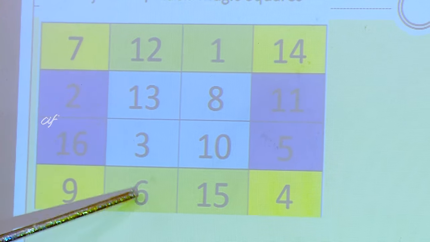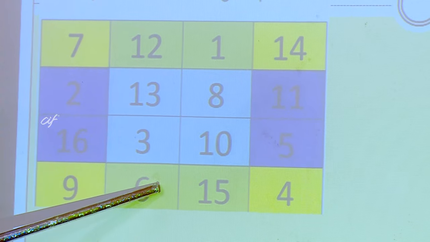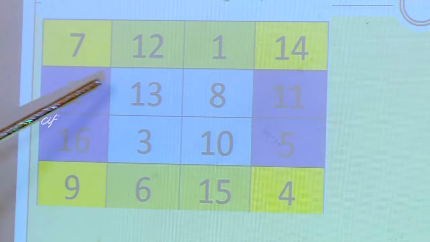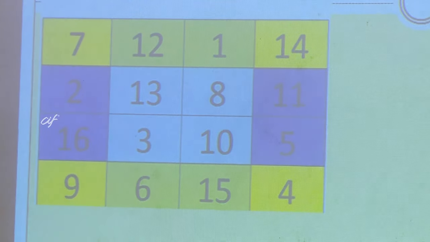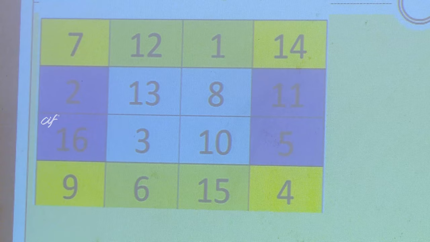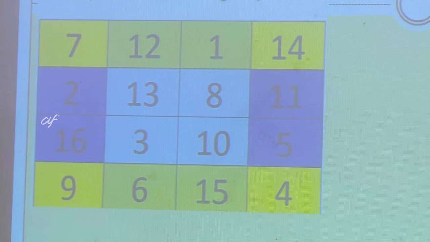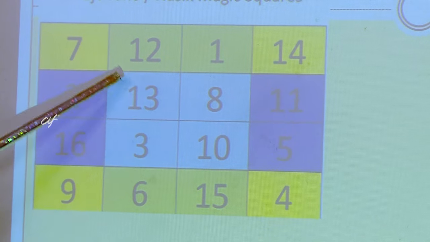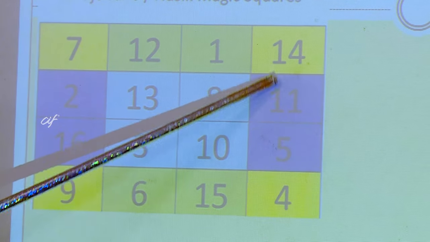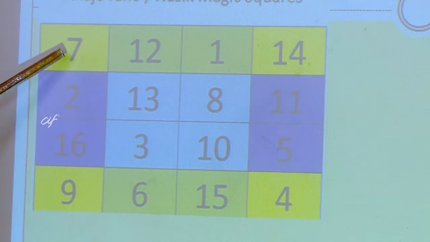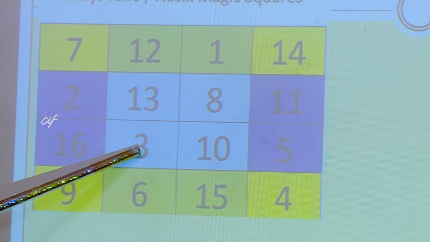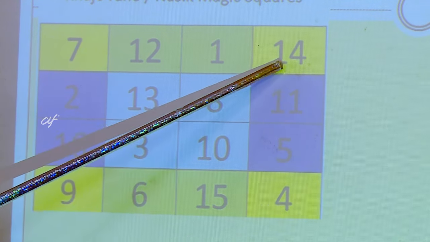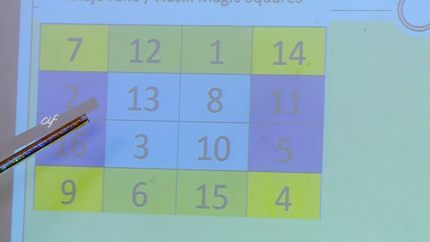12, 14, 14 plus 16. Oh, sir, so it has to work. 7, 3, 10, 14. Yeah, okay. Now this is a pattern. 7 plus 3, 10, 10 plus 10, 20, 20 plus 14 is 34.